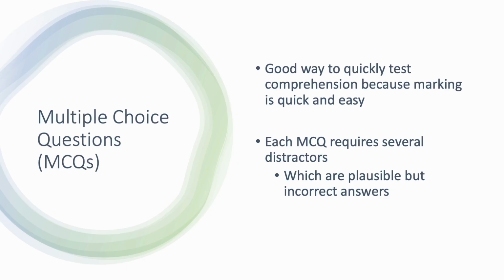Multiple choice questions are great. They're a good way to quickly test comprehension because marking them is quick and easy. But each multiple choice question requires several distractors. Distractor answers are answers that are plausible but incorrect.